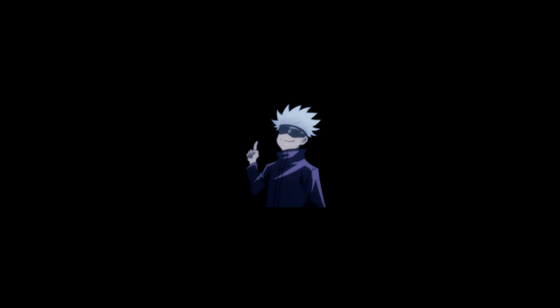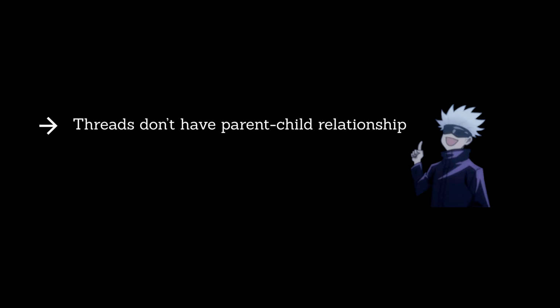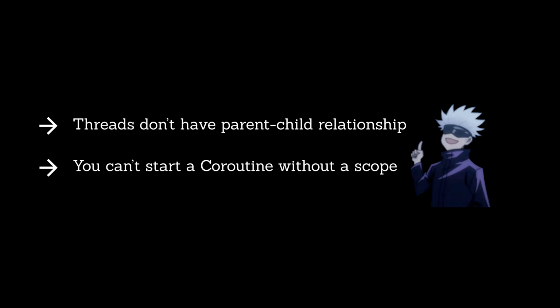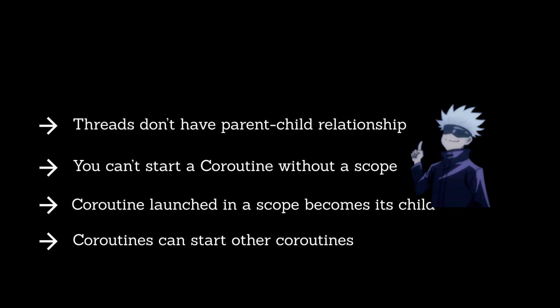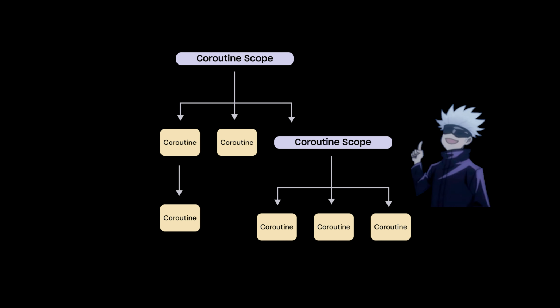Alright, here goes nothing. Like I said before, threads don't inherently have any parent-child relationship, but coroutines do. But how? We know that you can't start a coroutine without a scope. Every coroutine launched inside a scope becomes a child of that scope. Coroutines themselves can start other coroutines. Because of this, scopes and coroutines naturally form a hierarchy. A scope can contain other coroutines and even other scopes.